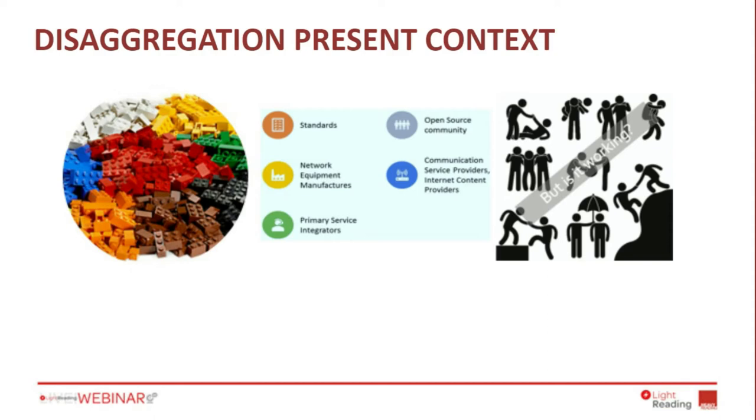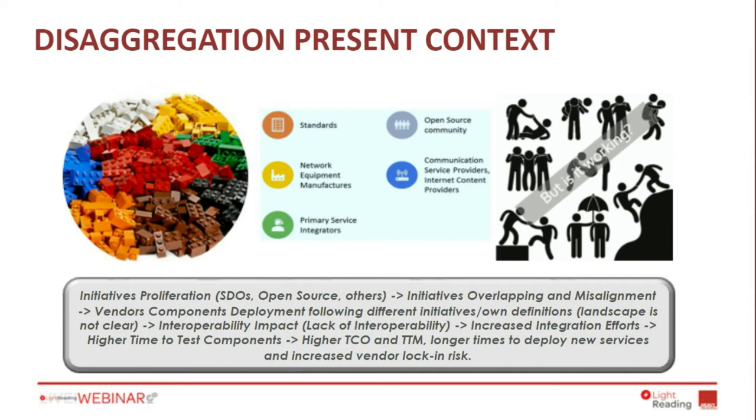To summarize, initiative fragmentation, proliferation, and lack of consensus are still a big issue that has consequences in the final results we are achieving as an industry in general and as operators in particular. As this chain shows, there is a domino effect in the outcomes, and in the end, we can be on the opposite side of what we were looking for.